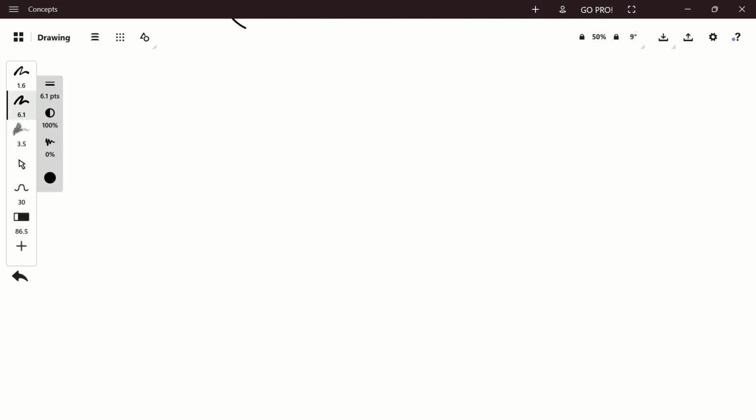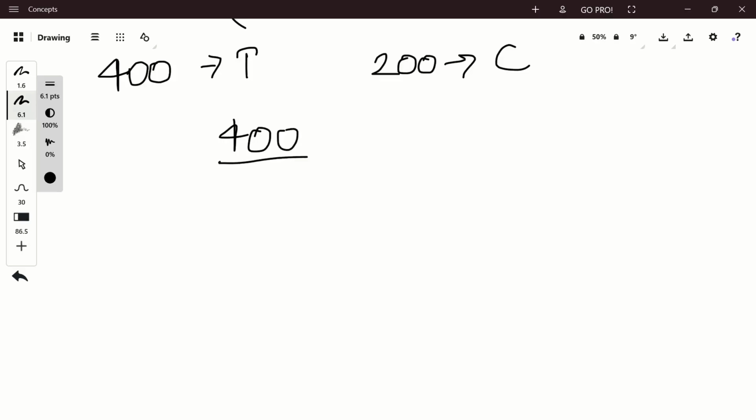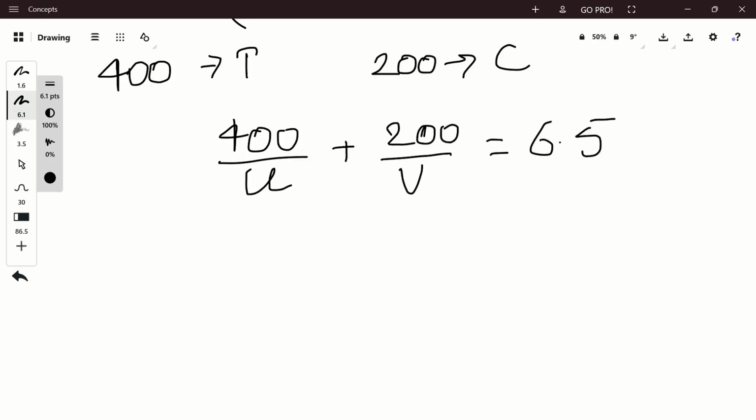Let u be the speed of the train and v be the speed of the car. Case 1, he travels 400 by train and 200 by car. The total time is 6 hours and 30 minutes, or 6.5 hours. So 400 upon u plus 200 upon v is equal to 6.5.